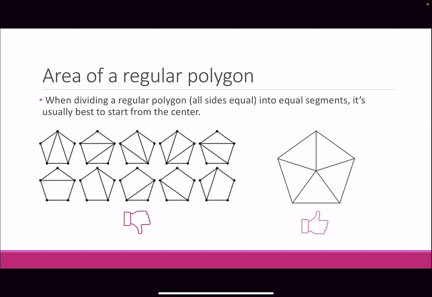You can see on the left here, there are some bad examples where they start from corners. Here we can see that this side is not equal from the center to the right side. So we want to start from the center and then divide out.